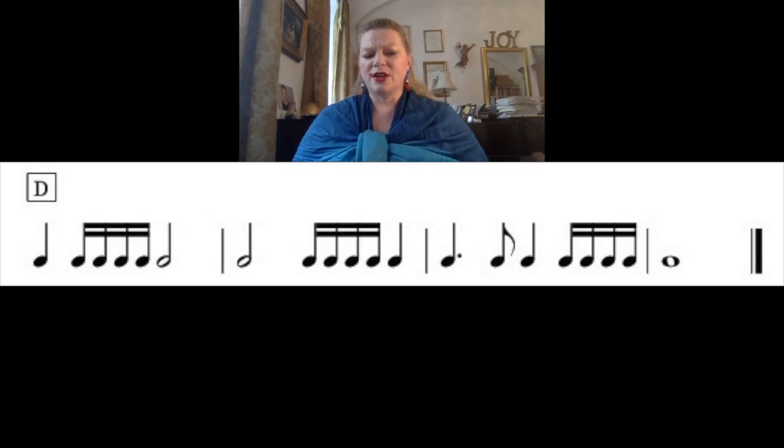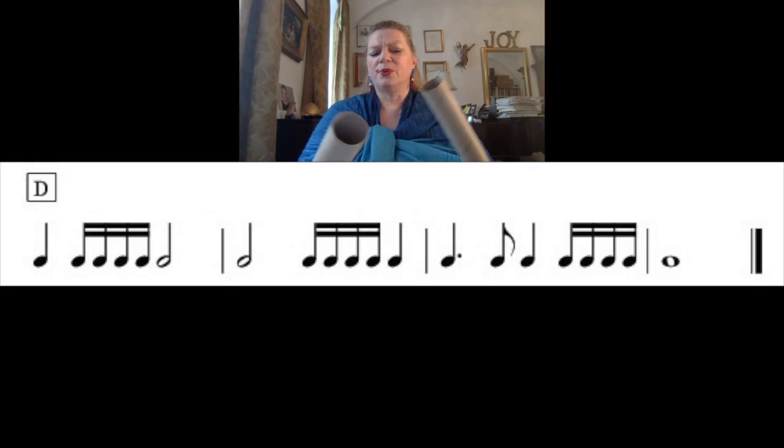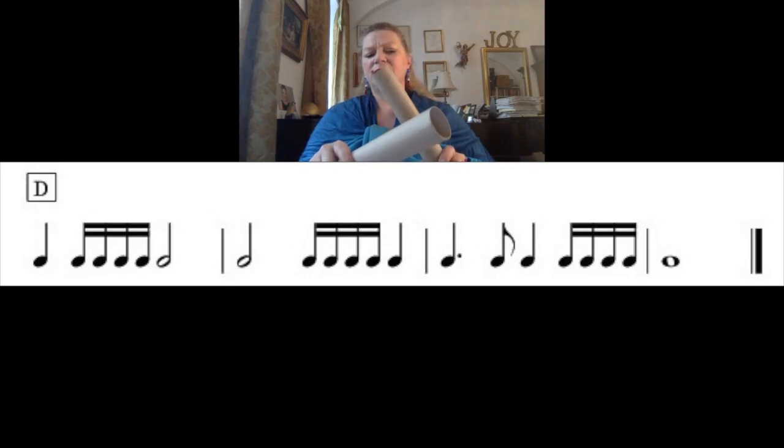Good. Let's try the second measure, just like we did the first measure, twice through. Okay, let's try second measure. 1, 2, ready, play. Ta, tiri, tiri, ta. Again, ta, tiri, tiri, ta. Good. Now try the third measure.